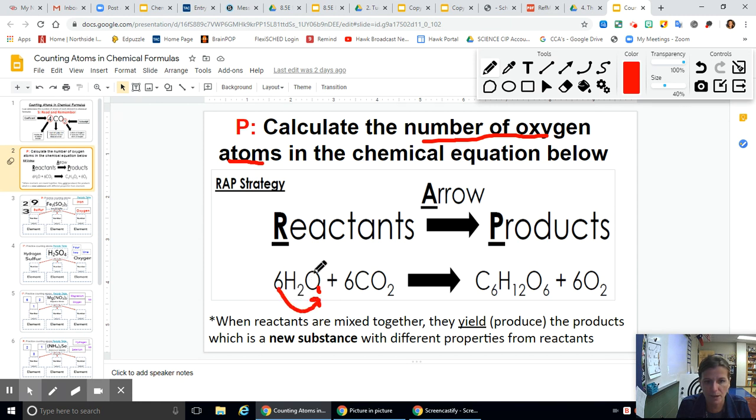So 6 times 1 would give me 6 oxygen atoms here. And then this coefficient times the subscript here of 2, 6 times 2 would give me 12 oxygen atoms here.